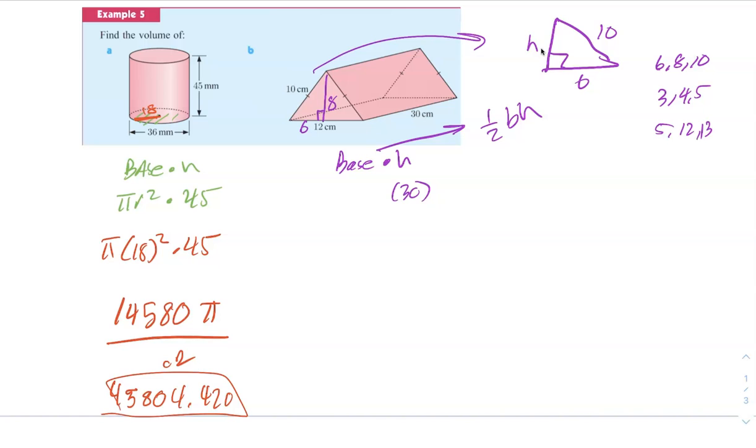So area of this triangle would be 1/2 times 8 times 6. Actually, my base is 12. Sorry. Right, the base is the whole thing. So 1/2 times 8 times 12. Well, this is 4 times 12, so 48. So 48 times 30, I could do that. And we get this. So that's the volume of this prism.